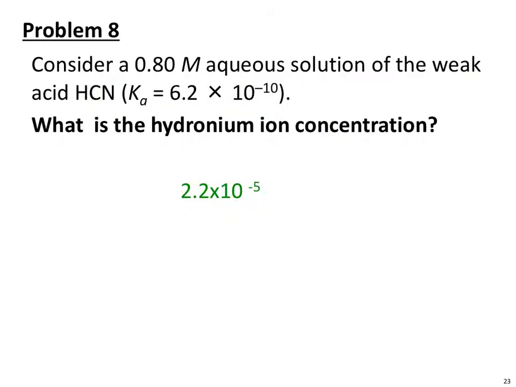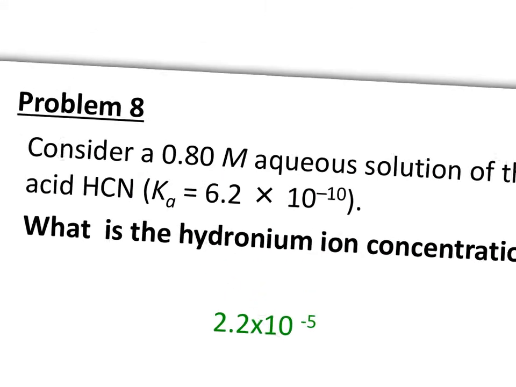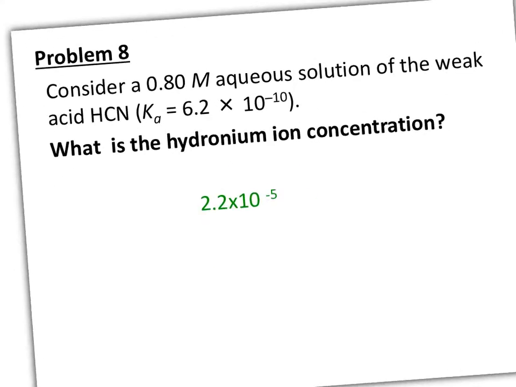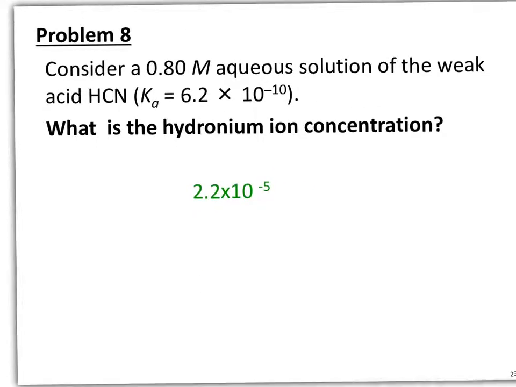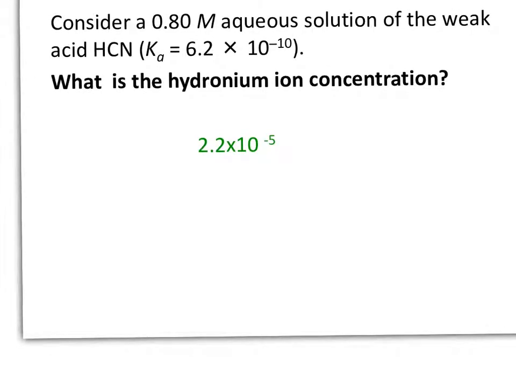All right, so consider a 0.8 molar aqueous solution of the weak acid HCN with a Ka. And then it says, what is the hydronium ion concentration? Now, here's the deal. First of all, there's a clue and an indicator besides the fact that it says it's weak. It says weak, I get that, but they're probably not going to tell you that it's weak. What's the indicator? It gives you Ka. Why would strong not have a Ka?